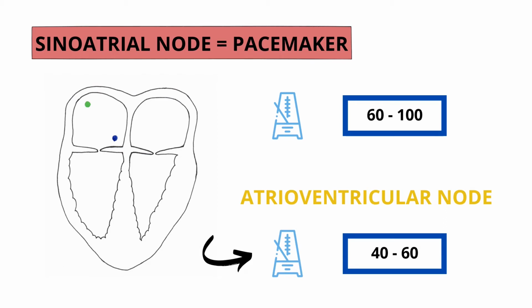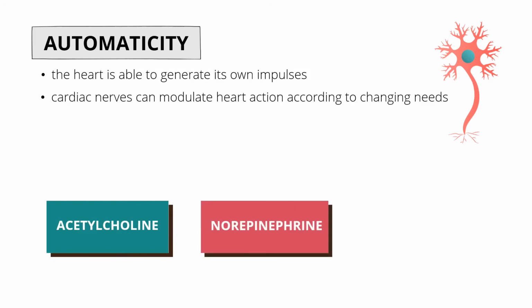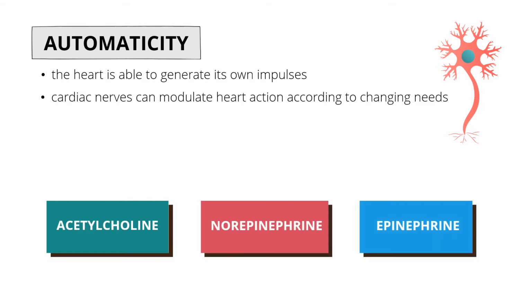One of the most important characteristics of the heart is automaticity. Automaticity means that the heart is able to generate its own impulses. So if hypothetically you took the heart out of the body but provided enough nutrients, it would still contract regularly. However, sometimes you want the heart to behave a bit differently because we're, for example, playing football and need it to contract faster, and this is enabled by cardiac nerves. There are three main substances that help us to modulate heart action, and those are acetylcholine, norepinephrine, and epinephrine. These three substances can change what is known as chronotropism and dromotropism.